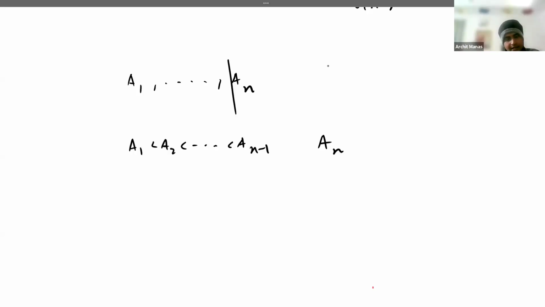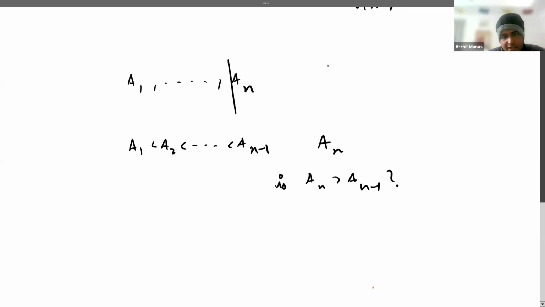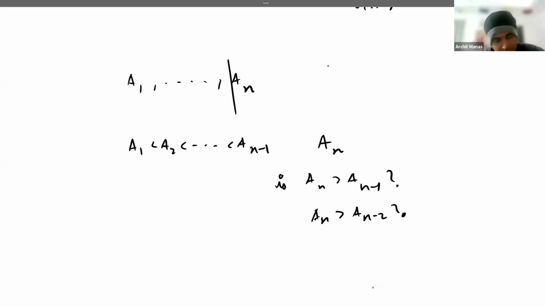One is we could just linearly iterate through this list. So we could check is an bigger than an minus 1. If it is, then we just place it. Otherwise, we ask is an greater than an minus 2. If it is, then we place it right after an minus 2, and so on all the way till a1. And then if an is less than a1, then we just put it to the left of a1. And this takes, of course, up to order n operations.